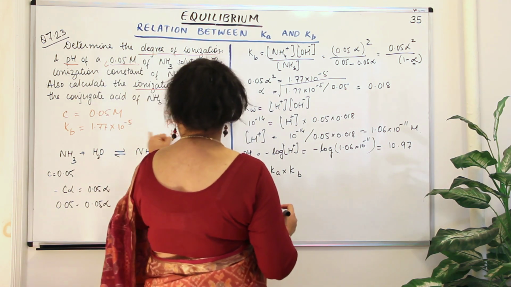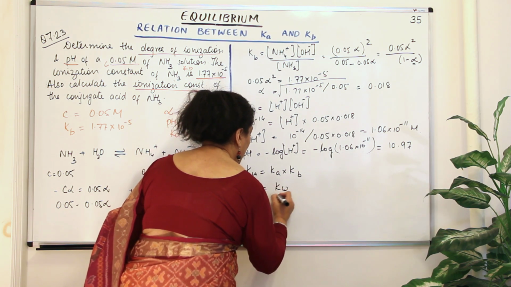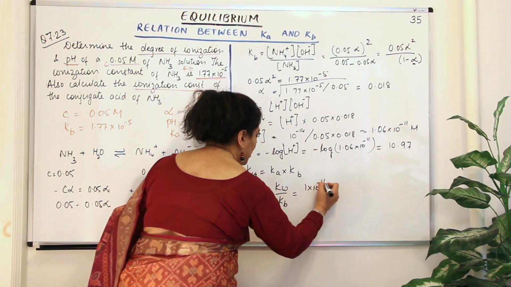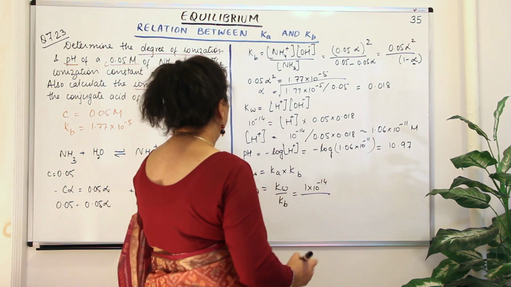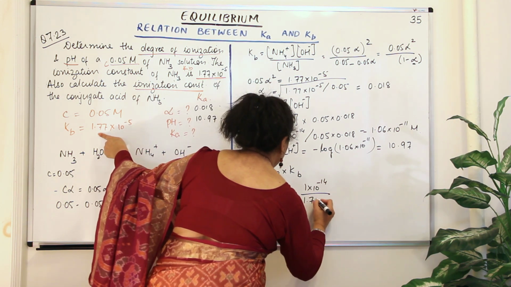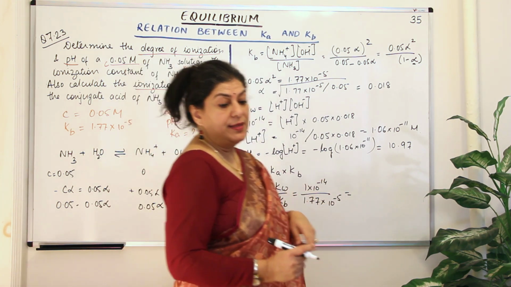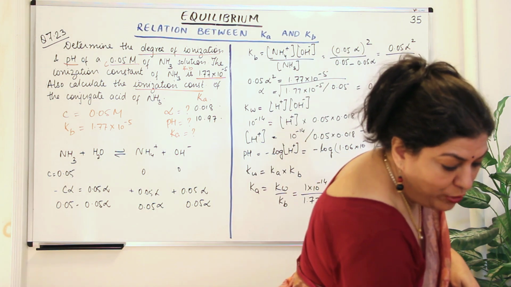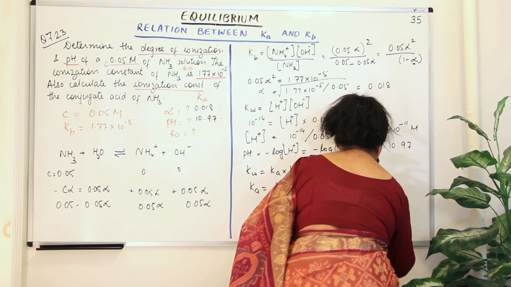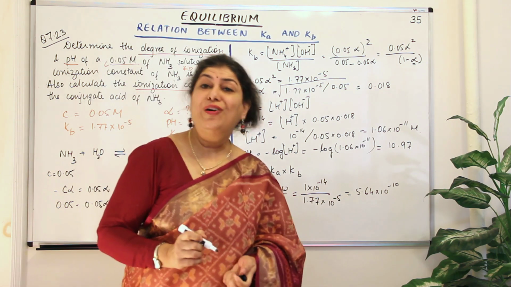And therefore we already have Kb. So what would Ka be equal to? Ka would be equal to Kw upon Kb. And Kw is 1 into 10 to the power minus 14 divided by Kb, which is given to us: 1.77 into 10 to the power minus 5. And when you calculate this, it comes out to be 5.64 into 10 to the power minus 10. So that gives us the value of Ka.